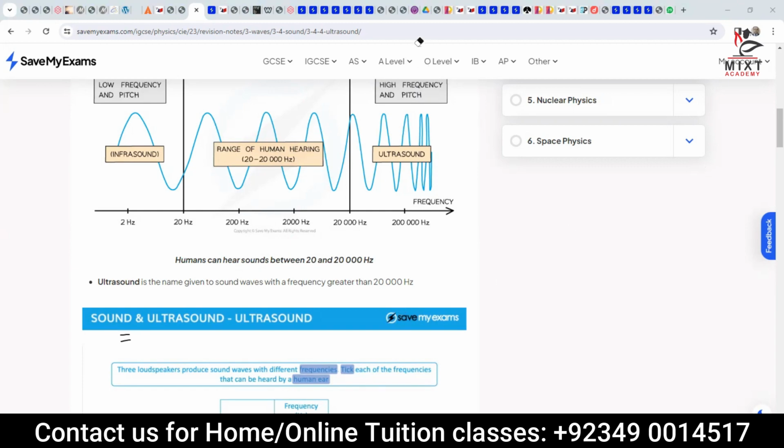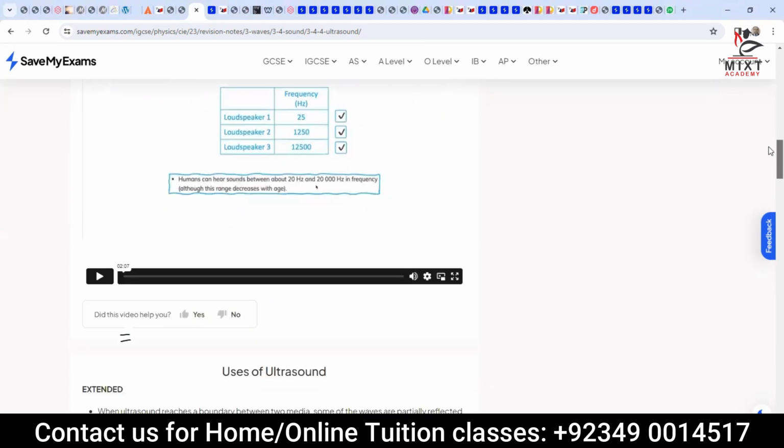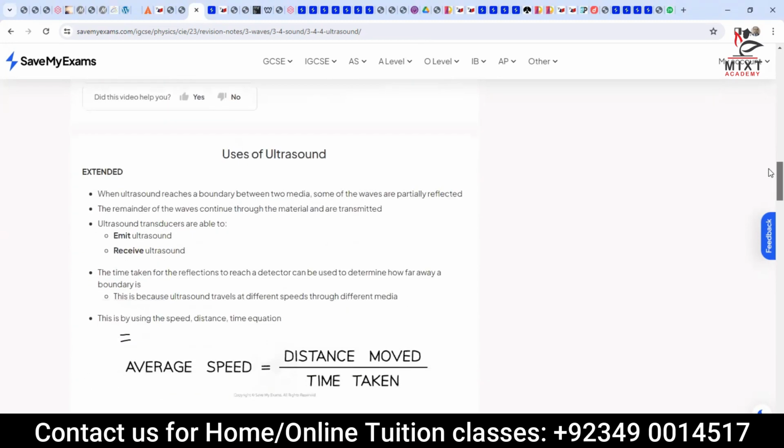Then we have uses of ultrasound. This is interesting. When ultrasound reaches a boundary between two media, some of the waves are partially reflected and the remainder of the waves continue through the material and are transmitted.